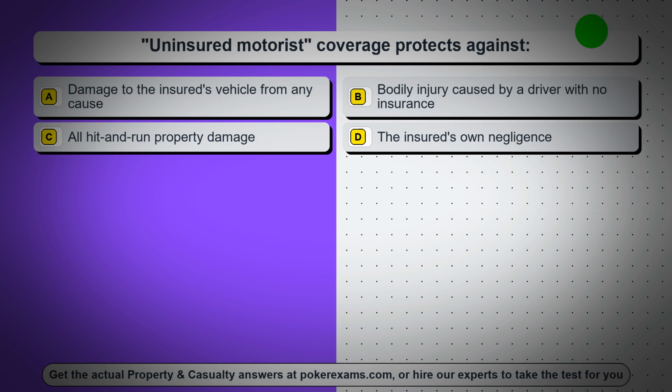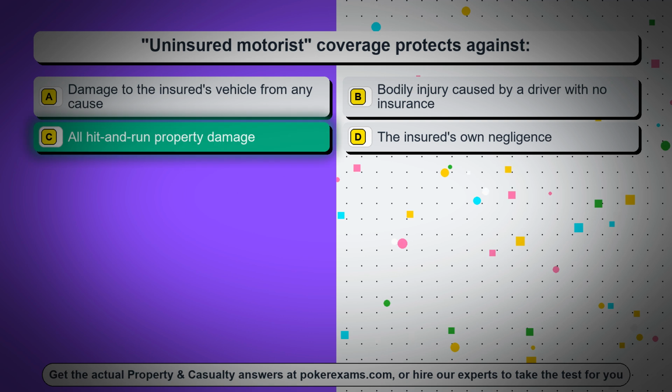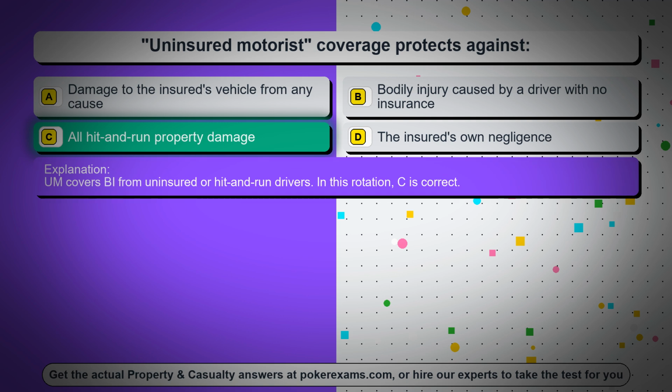Question 72. Uninsured motorist coverage protects against: Option A, damage to the insured's vehicle from any cause. Option B, bodily injury caused by a driver with no insurance. Option C, all hit-and-run property damage. Option D, the insured's own negligence. The correct answer is option C, all hit-and-run property damage. Covers losses from uninsured or hit-and-run drivers. In this rotation, C is correct.